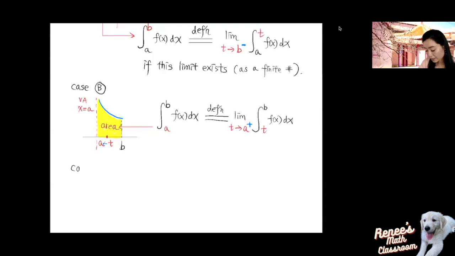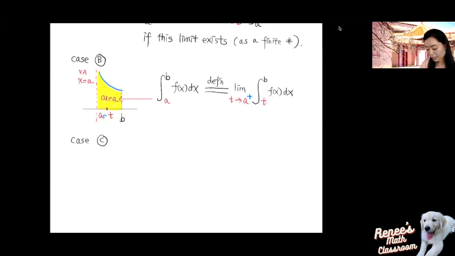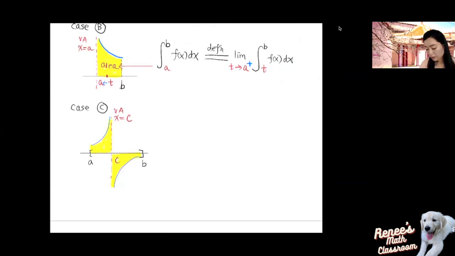The last case, case C. This time you have a vertical asymptote between A and B. Let's say x equals C is a vertical asymptote, with A over here and B over here, and the graph like that. This corresponds to the integral from A to B, and it is an improper integral, because there is a vertical asymptote somewhere between A and B. The way you can tell is to ask whether there is any discontinuity between the upper and lower limits.